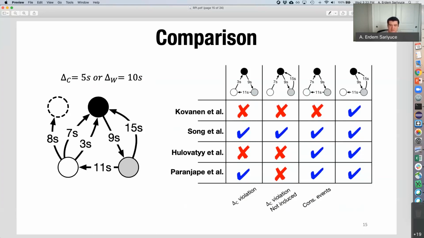And the reasons are it violates the delta C, or it is not an induced subgraph in the sense that Kovanen et al. consider. So it's quite possible that you have a large variety of what is a valid motif and what is not with respect to those four models.